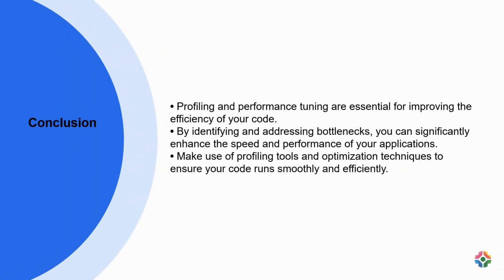Profiling and performance tuning play a crucial role in enhancing code efficiency. By pinpointing and resolving bottlenecks, developers can notably boost the speed and performance of their applications. Leveraging profiling tools like Chrome DevTools or Apache JMeter, along with optimization techniques like code refactoring and algorithm efficiency enhancements, ensures that code operates seamlessly and effectively. For example, identifying a specific database query as a bottleneck and optimizing it with indexing can significantly enhance the overall performance of a web application.